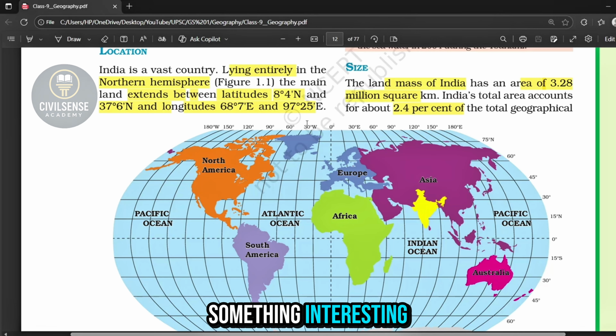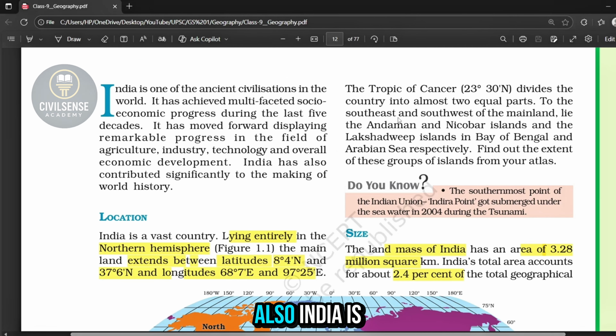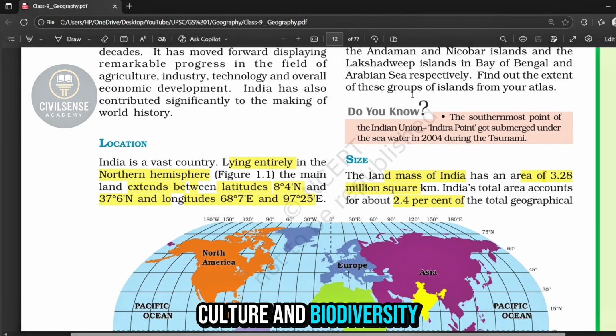Now here's something interesting. The Tropic of Cancer, that is 23 degree 30 minute north, passes almost through the middle of India, dividing it into two equal parts, that is the northern part and the southern part. Also, India is not just a mainland. To the southeast, we have the Andaman and Nicobar Islands in the Bay of Bengal, and to the southwest, we have the Lakshadweep Islands in the Arabian Sea. Together, they make India a land and sea power. This diverse location gives India varied climate, culture, and biodiversity.